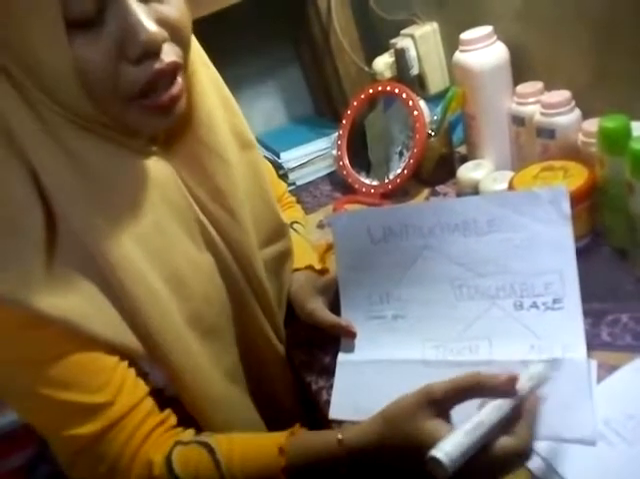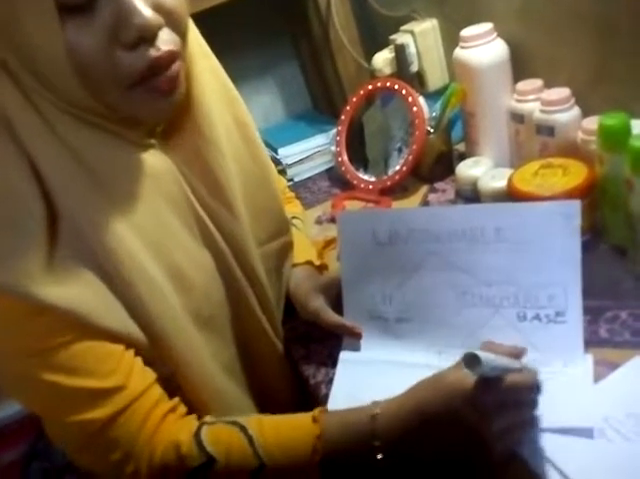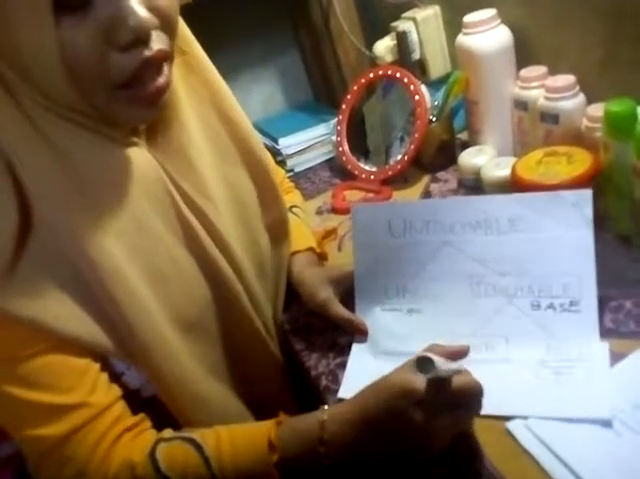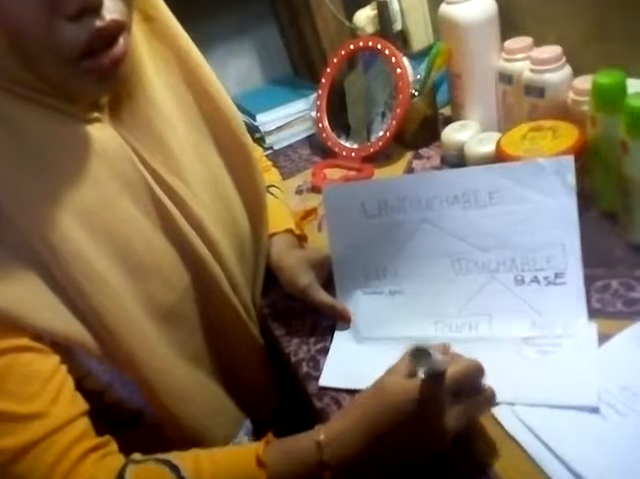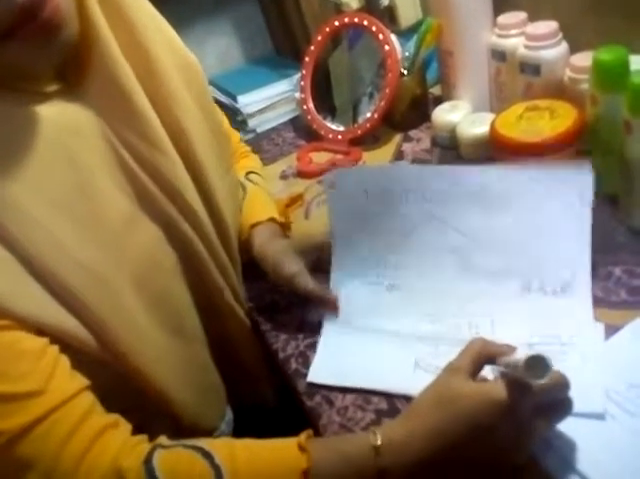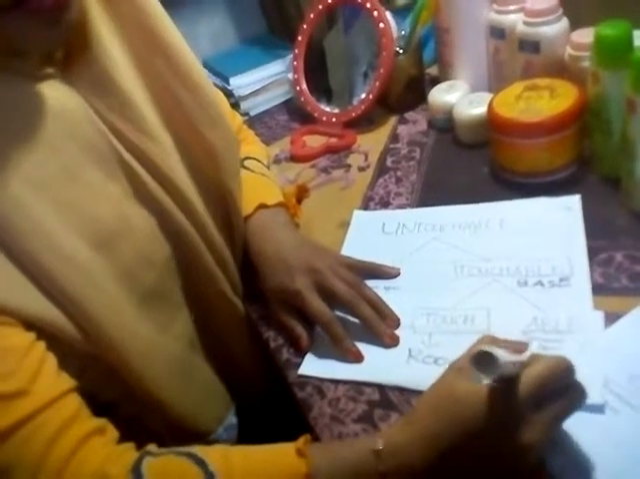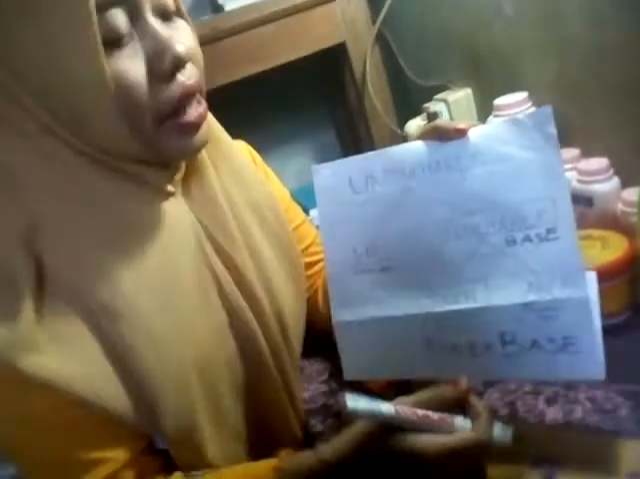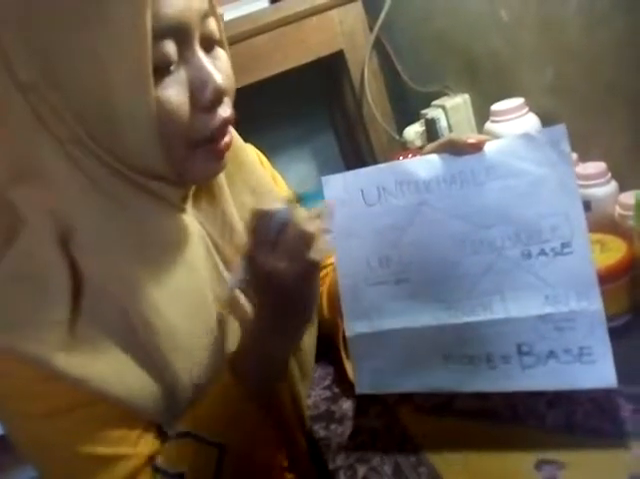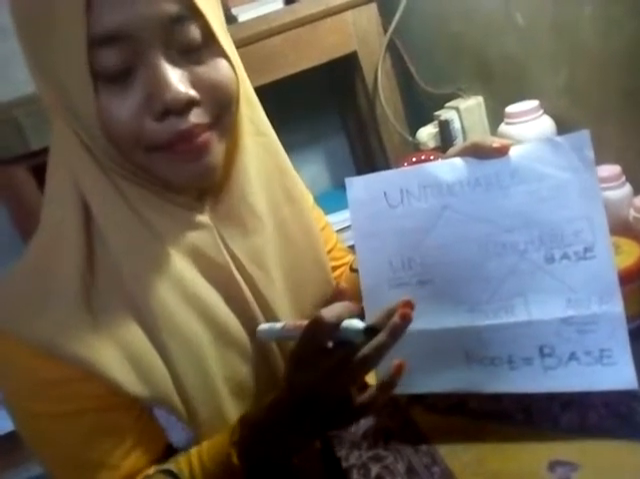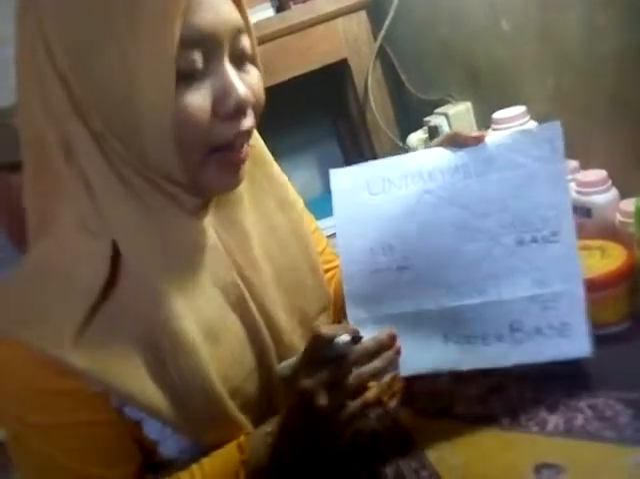And then touchable here, we can split into touch and able. Able here is a derivational affix. So touch, we can know here, is the root, and touchable is a base. Base. Get the point? So in this example, there is no stem. Get the point?